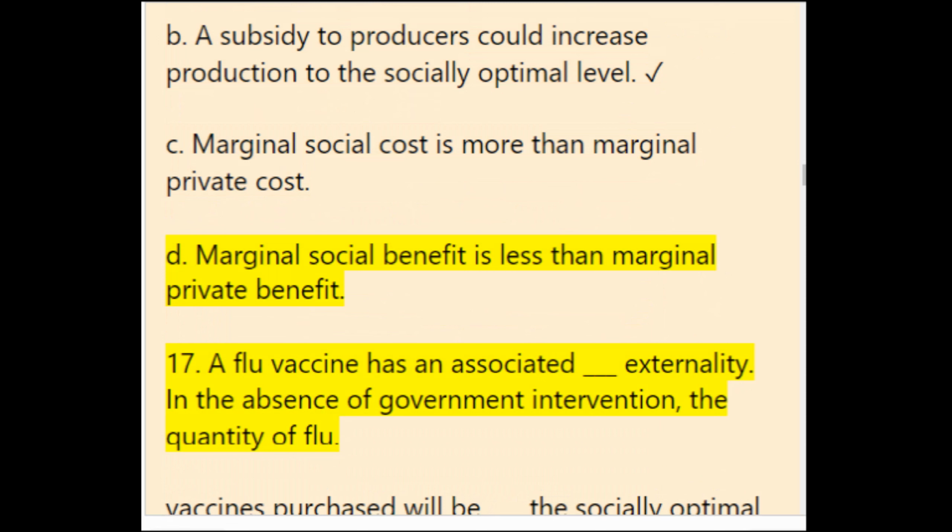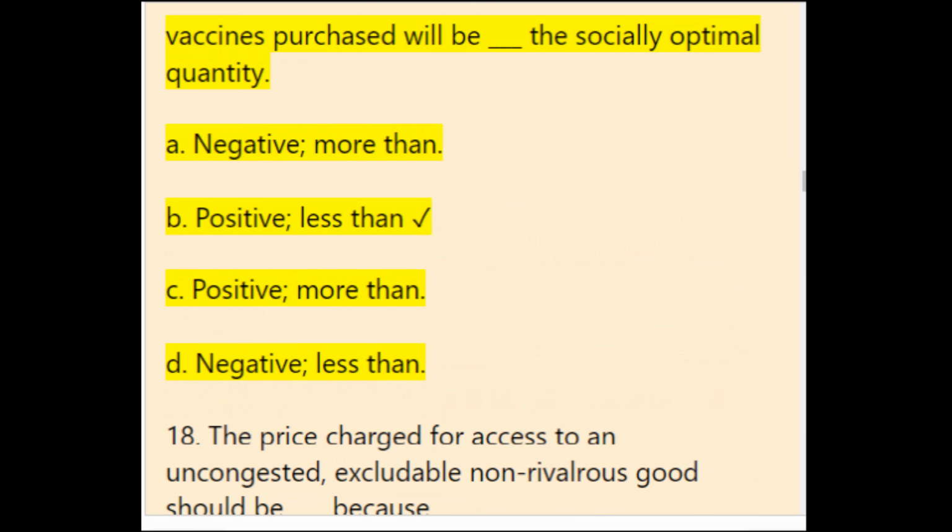17. A flu vaccine has an associated blank externality. In the absence of government intervention, the quantity of flu vaccines purchased will be blank the socially optimal quantity. A. Negative, more than. B. Positive, less than. C. Positive, more than. D. Negative, less than.